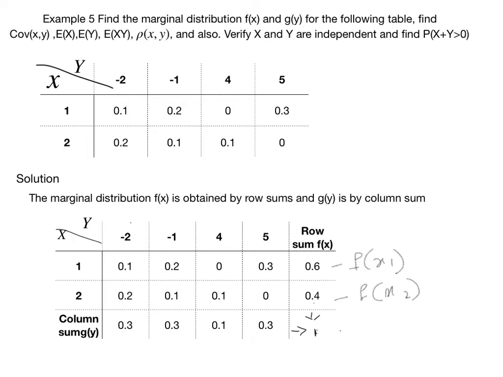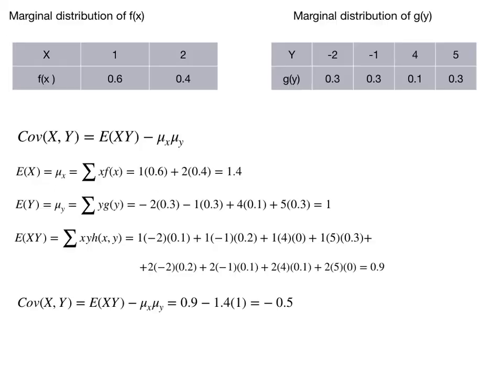Similarly, the column sum: g of y1 is 0.3, g of y2 is also 0.3, g of y3 is 0.1 and g of y4 is also 0.3. So adding them together, that adds up to 1. Considering the x and f of x values, the marginal distribution of x will be 1, 2, 0.6, 0.4. Similarly for y, -2, -1, 4, 5 and g of y is 0.3, 0.3, 0.1, 0.3.